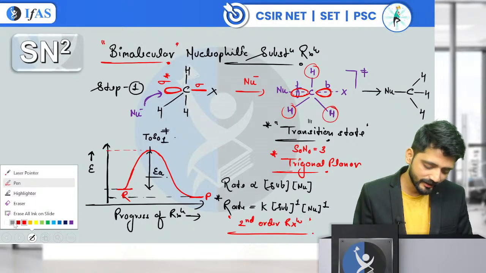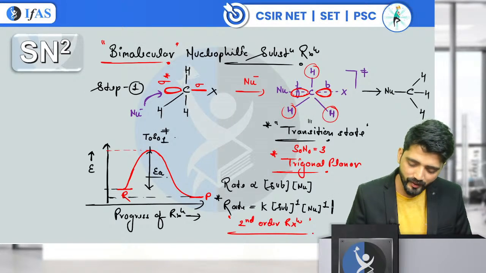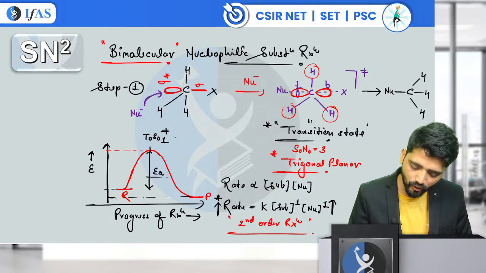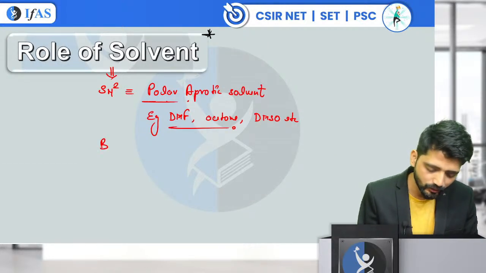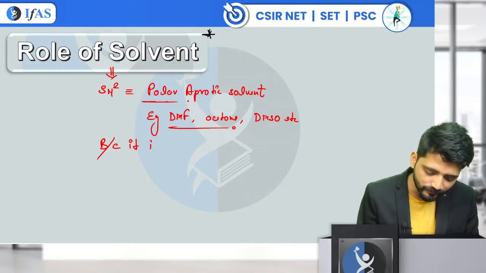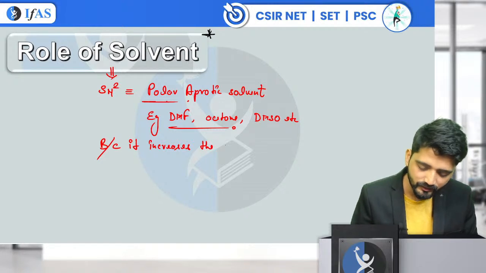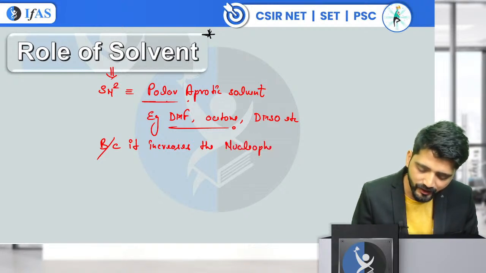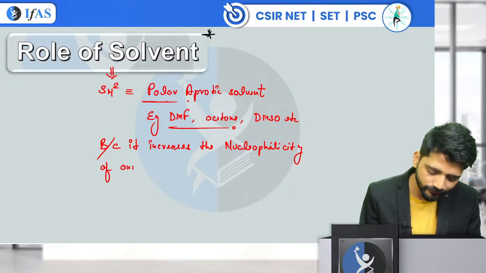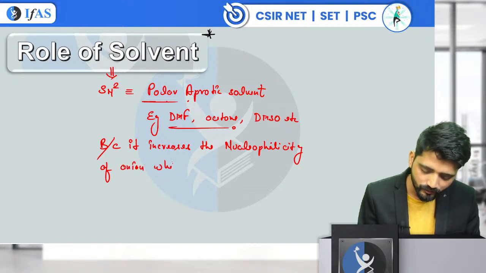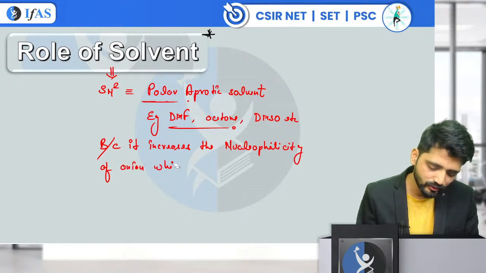See, we have a directly proportional relation here. If the nucleophile strength increases, the rate will also increase. So that's the reason we use polar aprotic solvent, because it increases the nucleophilicity. Can you tell me one reason why I cannot use polar protic solvent? Because it increases the nucleophilicity of anion, which enhances the rate of reaction.